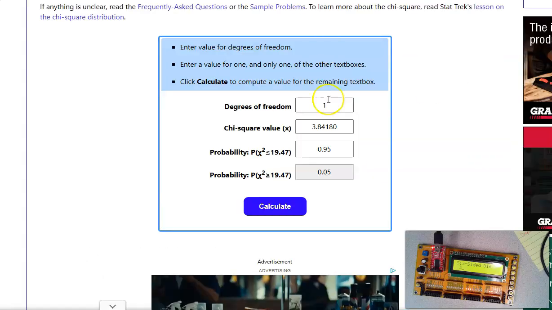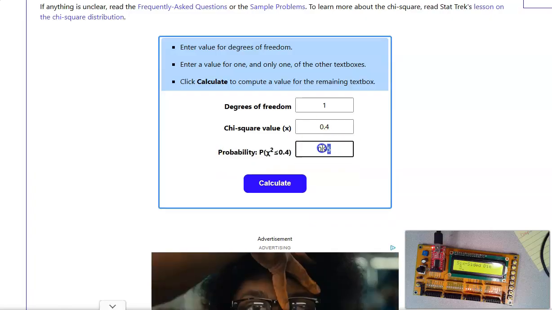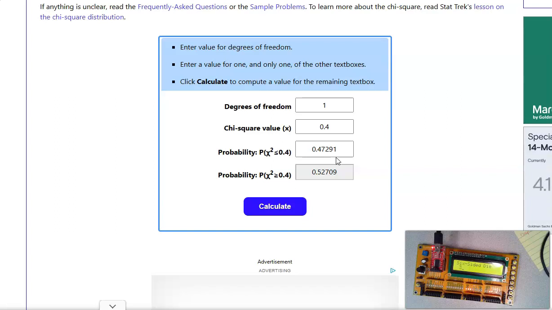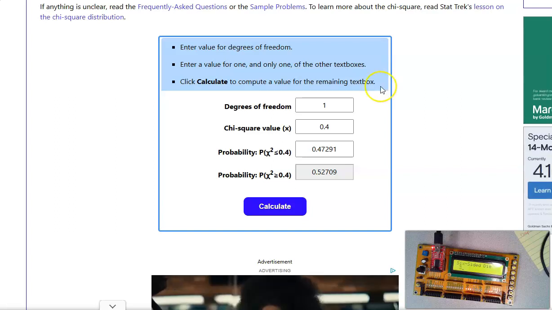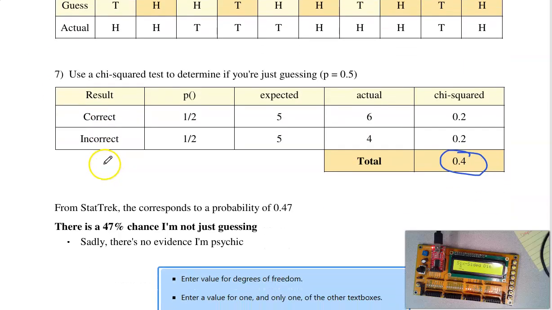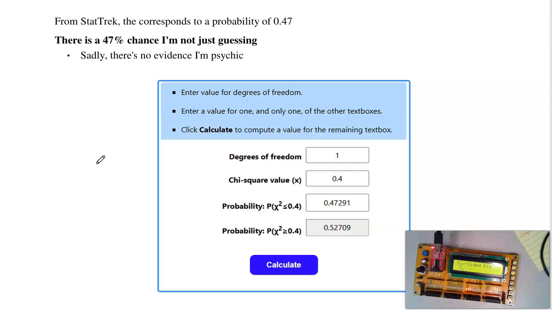Go to StatTrek, I've got 1 degree of freedom. My chi-squared value is 0.4. That means 47% chance I wasn't just guessing. That's basically 50-50. That's basically no conclusion. So sadly, I'm not psychic. But that's homework set number 6 for 376, data collection and chi-squared test.